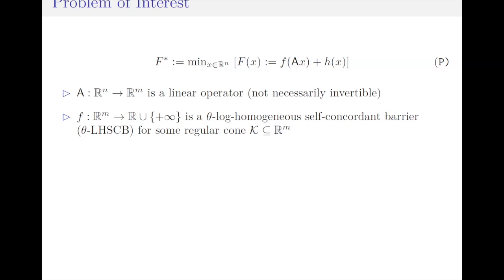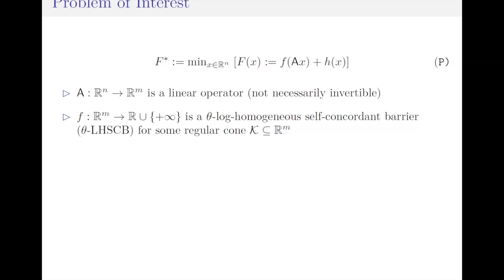And f is a theta log-homogeneous self-concordant barrier. Because this is really a long name, we'll say theta-LHSCB in the sequel. If you have studied interior point methods, especially primal-dual interior point methods, this object is really at the core of them. But here we are not talking about interior point methods. What we want to say is that this type of function naturally appears in a lot of applications where we want to minimize it. And it is defined over some regular cone K.